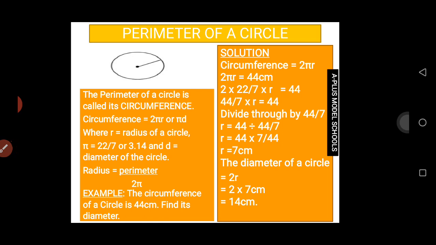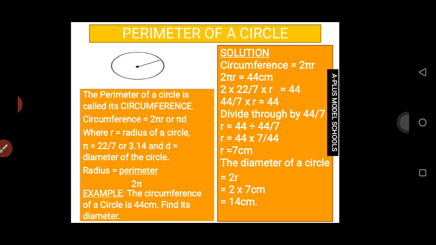So the first thing you must know is the formula for finding the circumference of a circle, which is 2 pi r or pi d, and the formula for finding the radius of a circle, which is perimeter over 2 pi. Now let's look at example 1 here. We have the circumference of a circle is 44 centimeter.